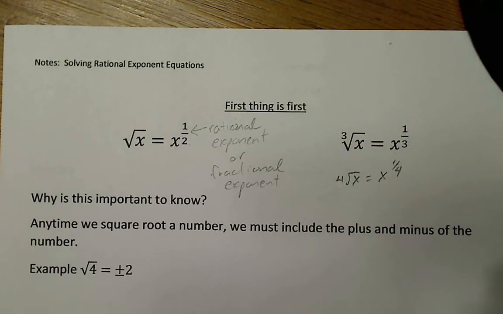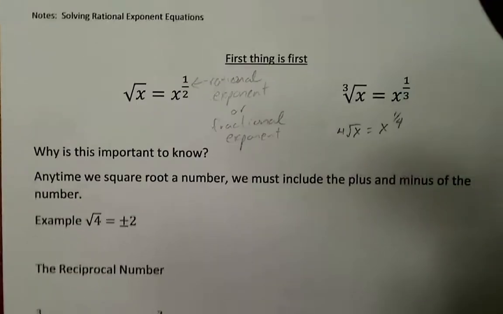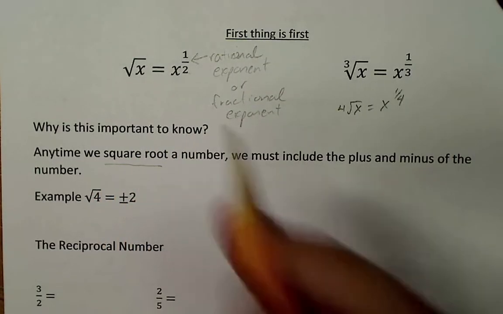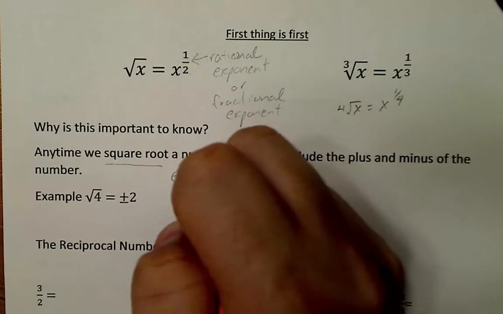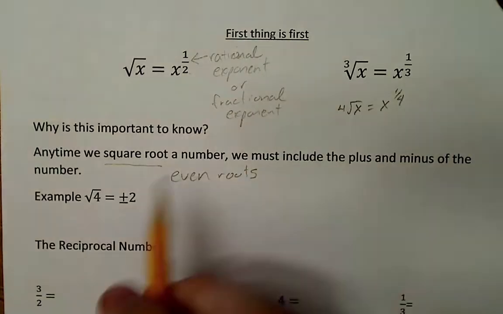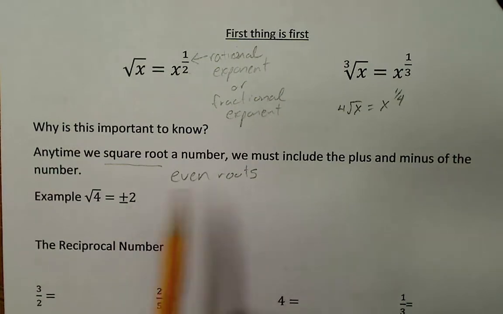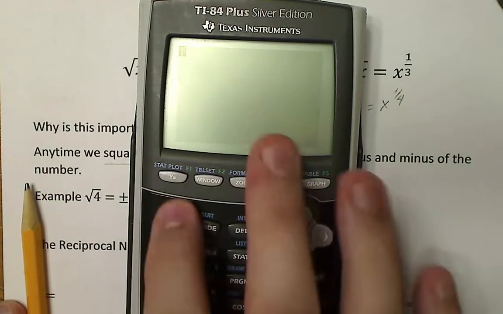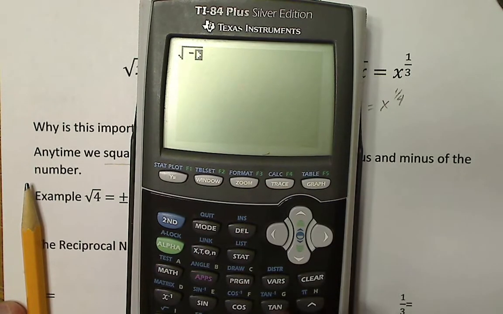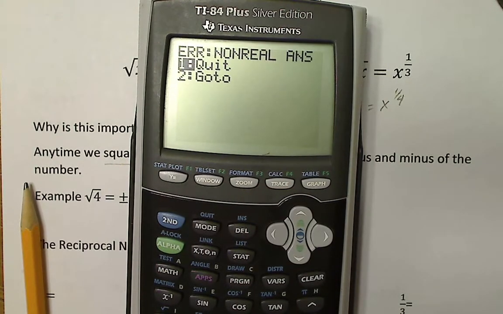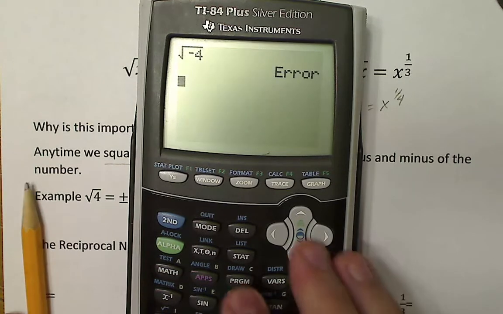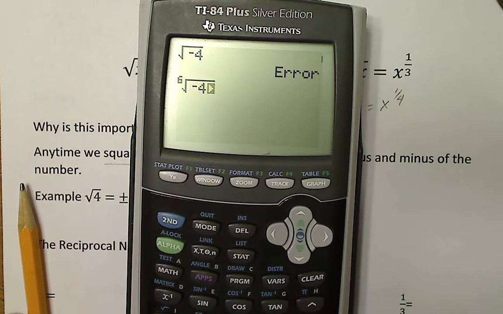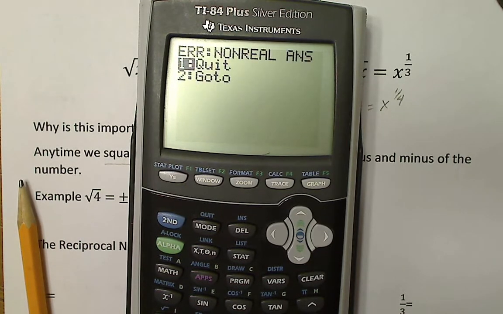The reason this is important to know is that we're going to have even roots, and the one thing about even roots is that we have to have plus or minus values. What I mean by that is, if we took the square root of a -4, for example, we would get imaginary numbers. The same thing applies if I took the sixth root of a -4. Again, you still get imaginary numbers.